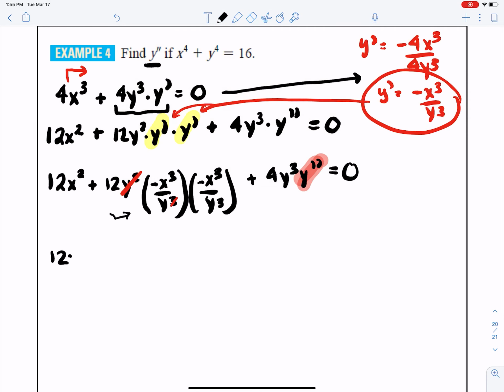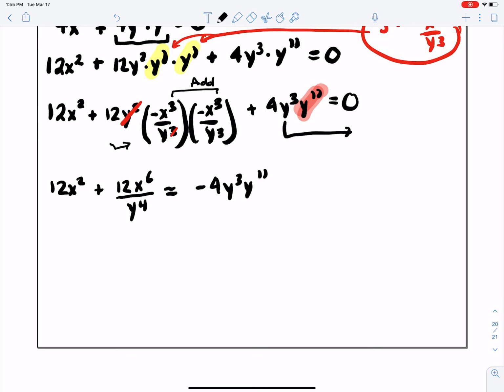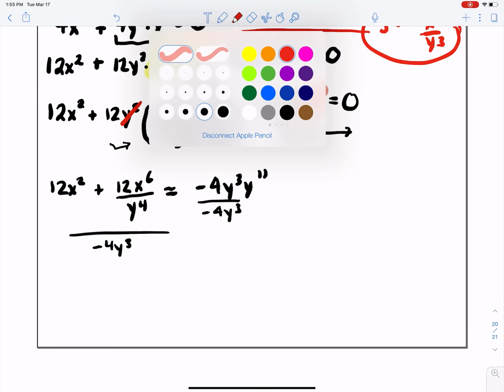So 12x squared, minus and a minus makes a plus. There will be a 12 on the outside. X, now we don't multiply these 3's, we add them because they're exponent rules. So x to the 6, and on the bottom I'm going to have y to the 4th equals, now I'm going to also move this term to the left, which is negative 4y cubed y double prime. So finally we're going to end up dividing by minus 4y cubed on both sides, but I'm going to do that by first simplifying the numerator term out, which is this term right here.